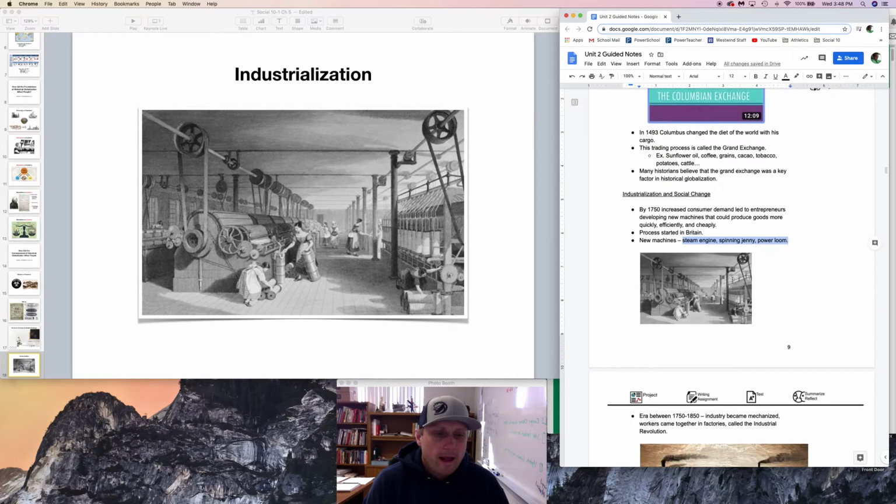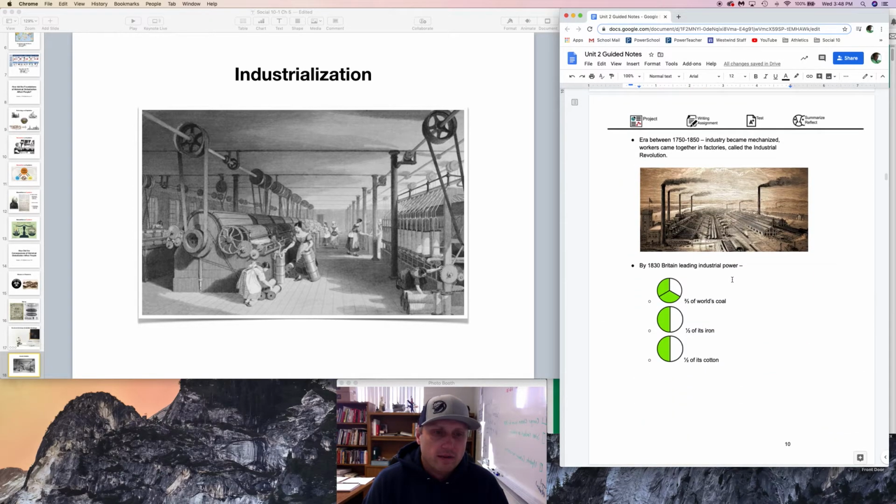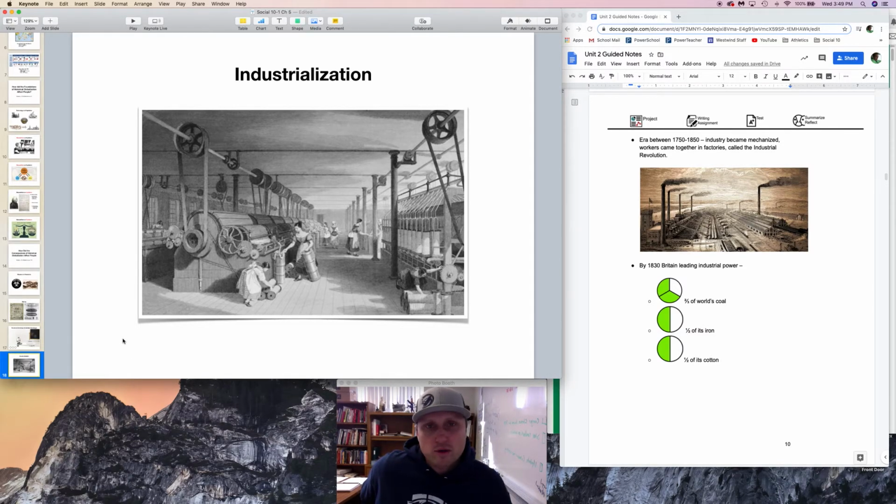One of the side effects of this industrialized world now is that we have huge factories polluting the environment, using up resources, and places like England can gain a lot of power. On page 10, you see some diagrams there. 2/3 of the world's coal was coming from Britain. Half of the world's iron was coming from Britain, and half of the world's cotton was coming from Britain. That is going to change over time, but early on, that was a big, powerful thing that Britain had going for it, as they were producing all these materials because of the Industrial Revolution.